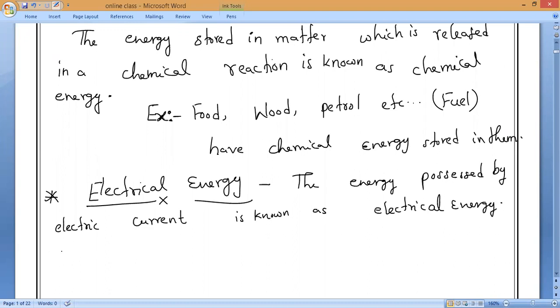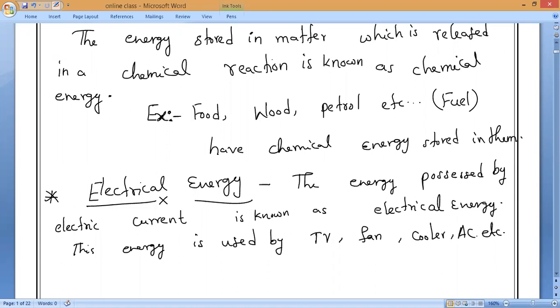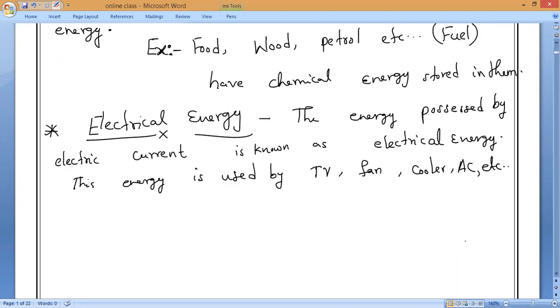So who will use this electrical energy? Can you tell me? All of you? In our home, electrical energy is used by whom? No one knows. Who is using electrical energy, guys? You people don't know who is using electrical energy. Objects like TV, cell phone, laptop, fan, cooler, AC, everything is using the electrical energy only.